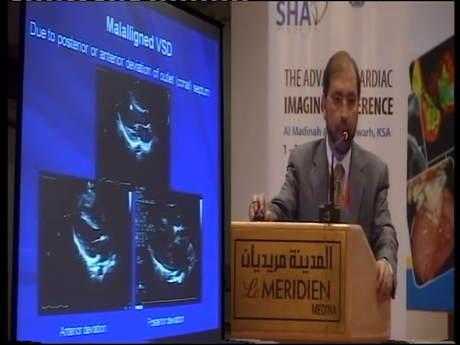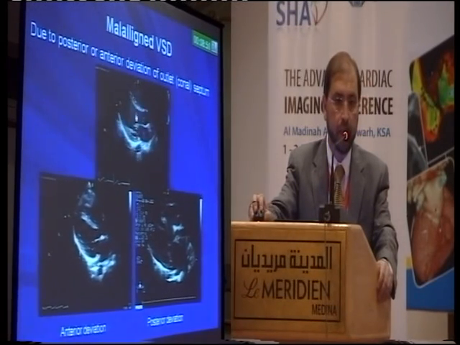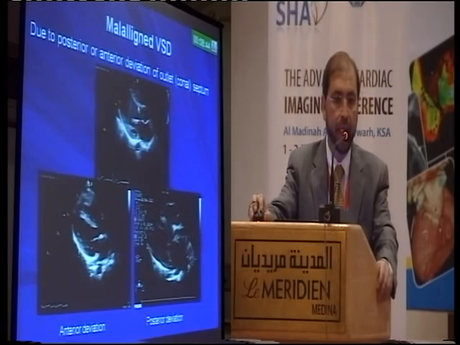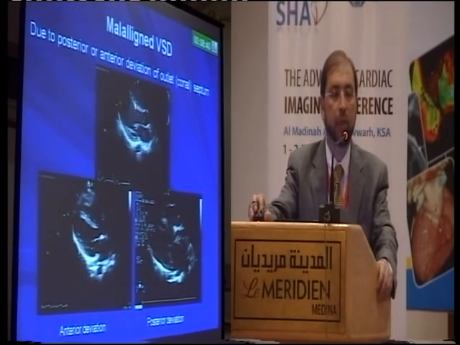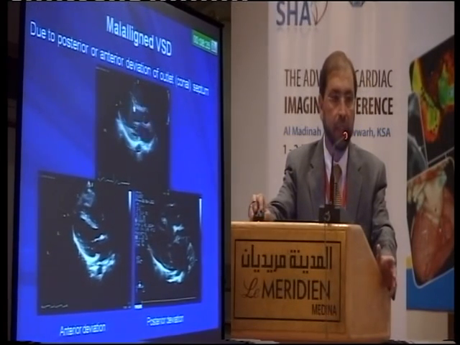And again, we go back to the original echo in the normal patients. From here to here is the trabecular septum, and from here to here is the outlet septum. So if there is a break here and the outlet septum moves in a way that it's malaligned with the trabecular septum, in this case we call it malalignment between the outlet septum and the trabecular septum.